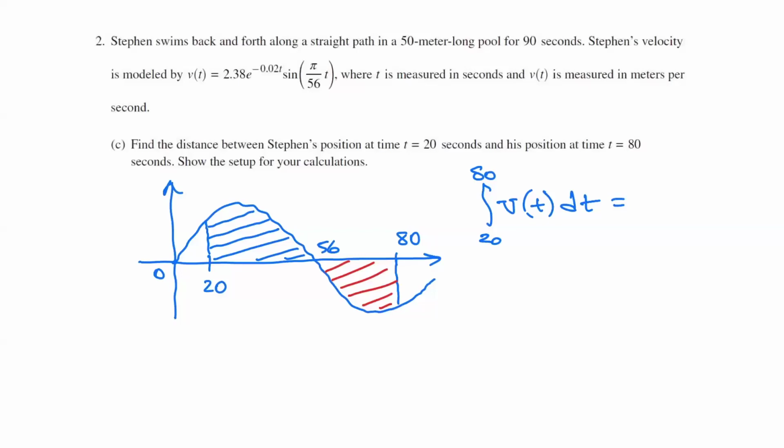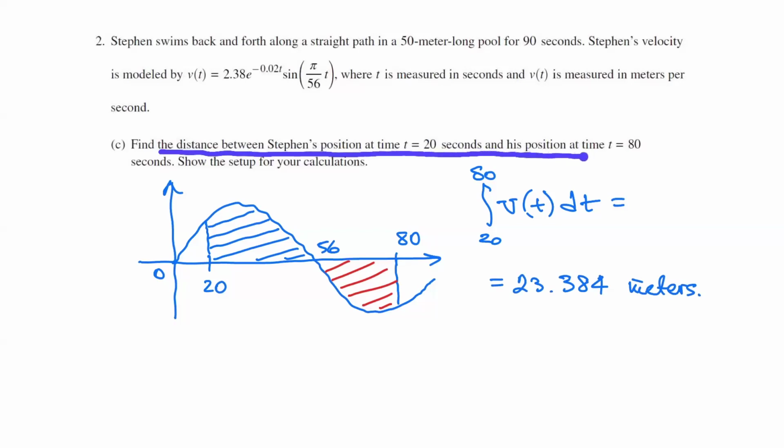So we just calculated that this integral is equal to 23.384 meters. And so the answer is that the distance between Steven's position at time t equals 20 seconds and his position at time t equals 80 seconds is equal to 23.384 meters. Let's move on to part D.